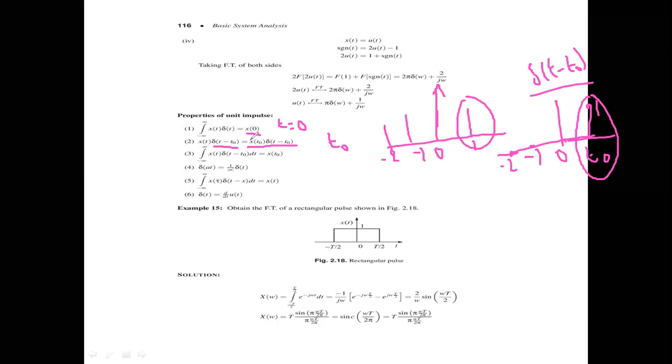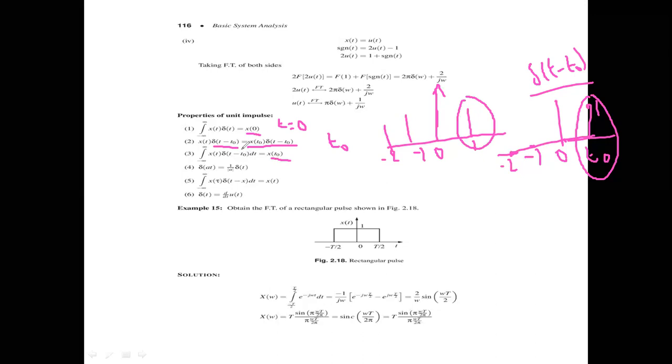Otherwise, if you apply the integral on both sides, integral minus infinity to infinity x of t delta of t minus t naught into dt, you get only the signal x of t naught. See the x of t delta of t, here the x of 0. Now it is shifted with the samples of t naught, so the 0 becomes x of t naught. That t naught may be 1, 2, or so on.